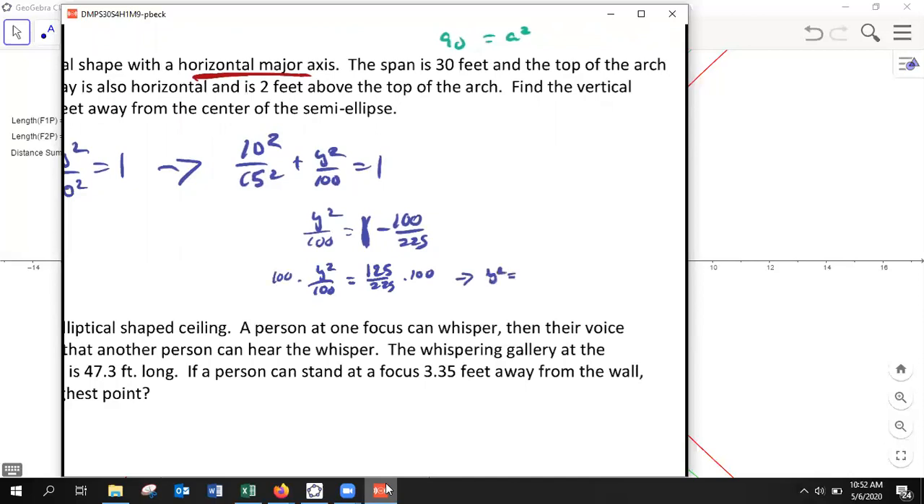y squared ends up is 125 with 2 zeros, so 12,500 over 225, and then we will take the square root of that. So 12,500 over 225. I do have a calculator off to the side. I wish I had this on the screen right now, my apologies. So 12,500 divided by 225 is 55.5 repeating, and when I take the square root of that, that y value is 7.454.